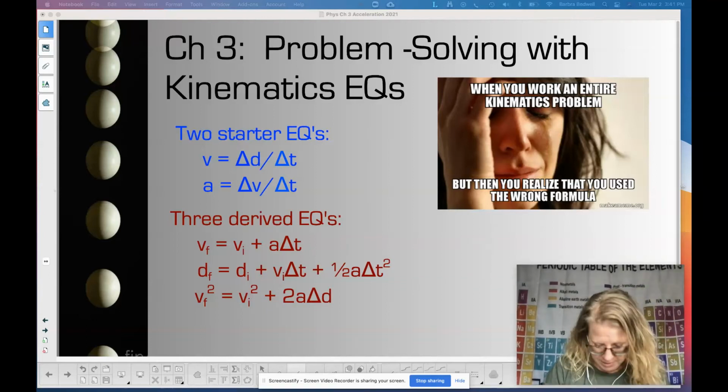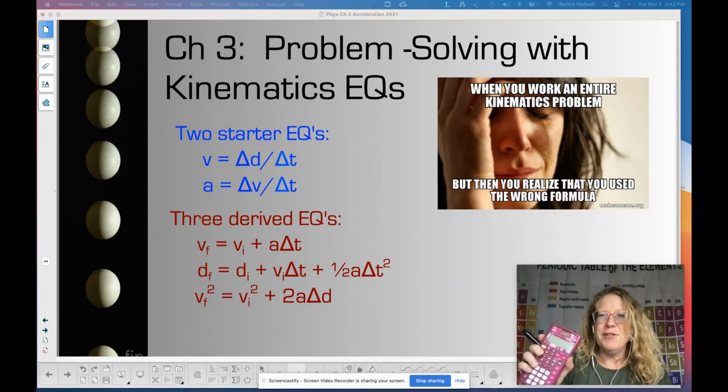Hey there, welcome back. So hopefully you're still not dying from all the math. It'll be helpful if you have a calculator for this one, this particular problem.